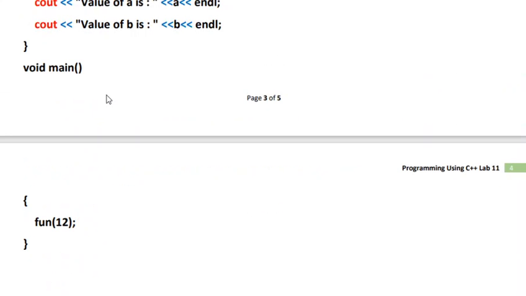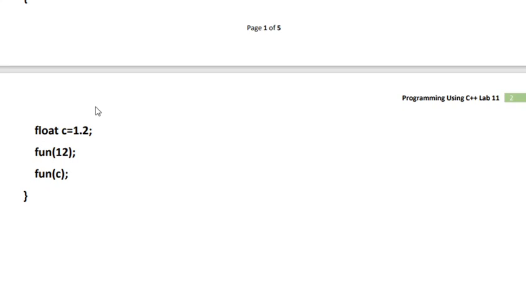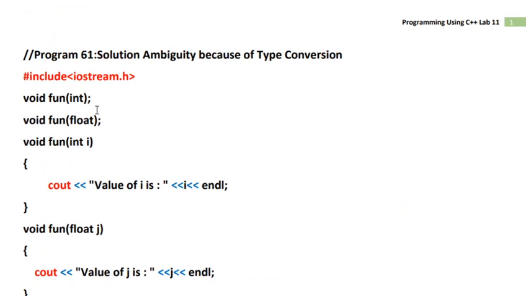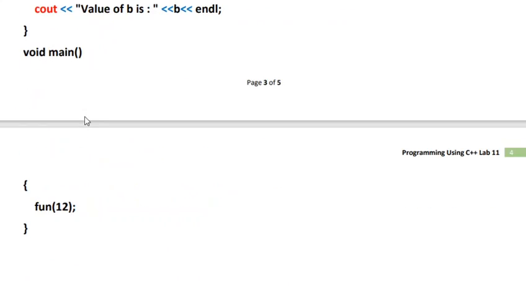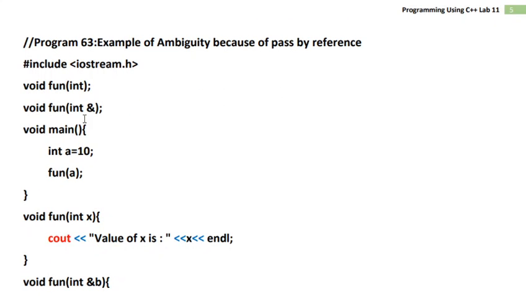So in today's class, we have learned about three different programs, right? One related to type conversion, the other related to default parameter, and the third one related to pass by reference.